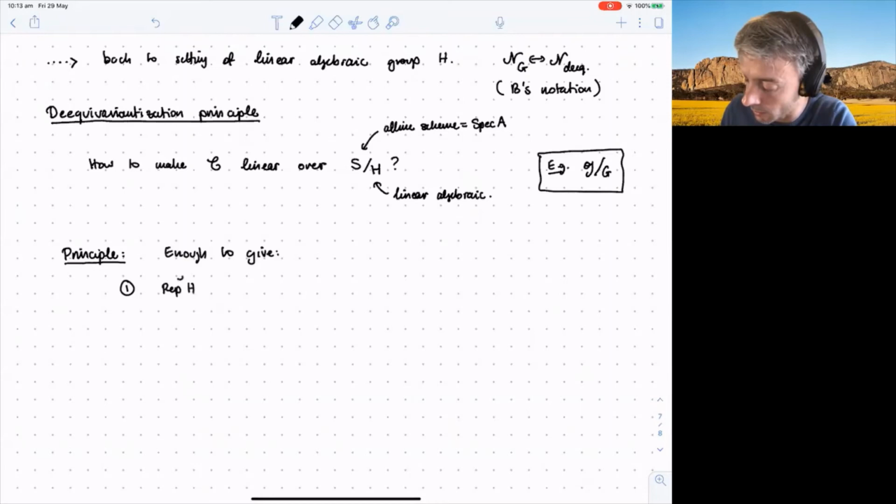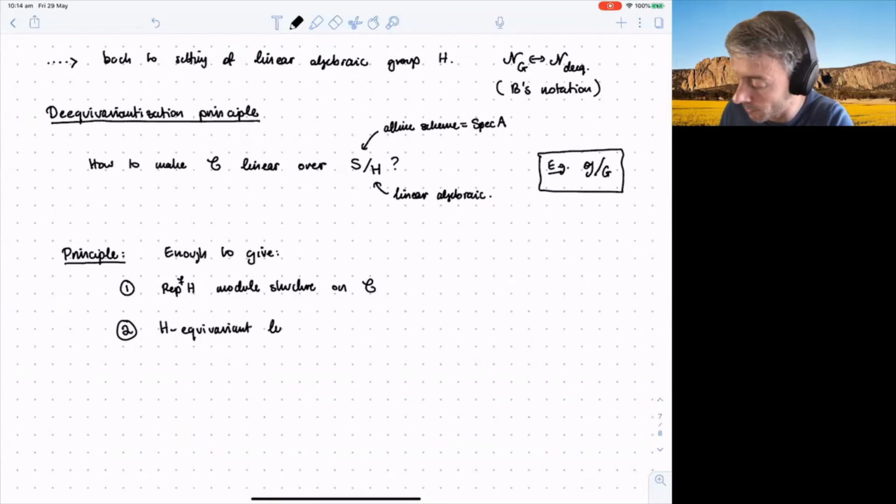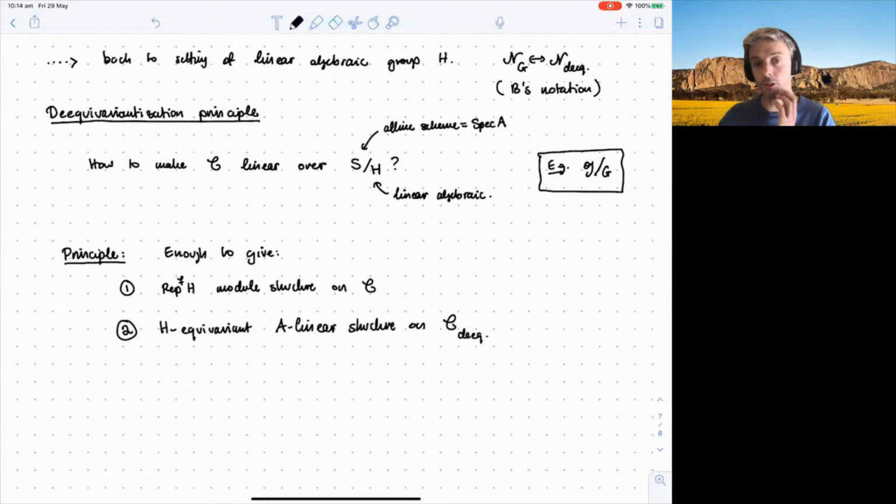one, a Rep H module structure on C, and two, an H-equivariant A-linear structure on the de-equivariantization with respect to the H action.